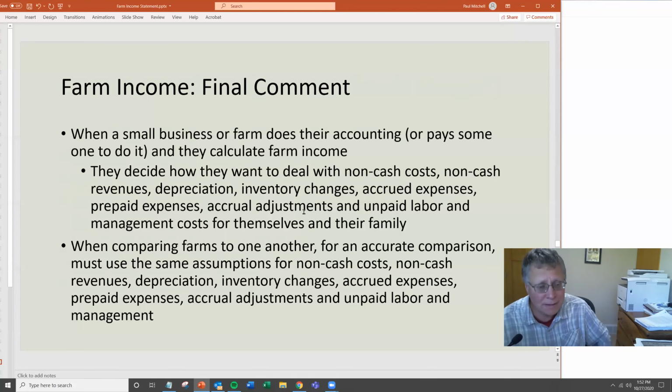That's their choice. But now in this course, you've been exposed to it enough to know what the issues are, and you can decide for yourself or have a discussion with your accounting firm, whoever you're using for your accounting, and they can help you make some decisions about what you want to do. The big one is if you're comparing farms to one another, you've got to make the same assumptions about some of these big things, the same non-cash costs, the depreciation handled the same way, et cetera, to make fair comparisons.